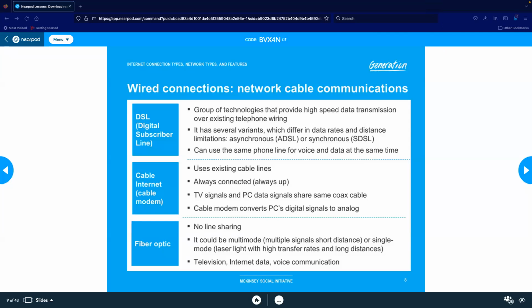All right, fiber optics. Big negative on fiber optics, unfortunately: no line sharing.